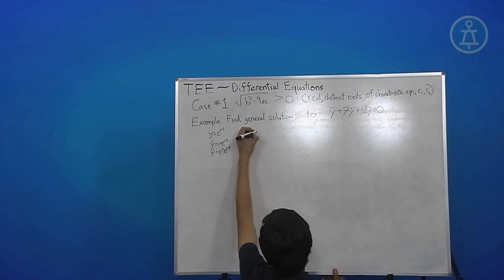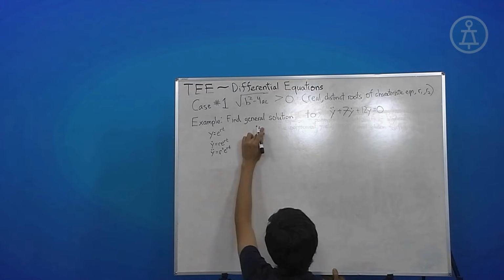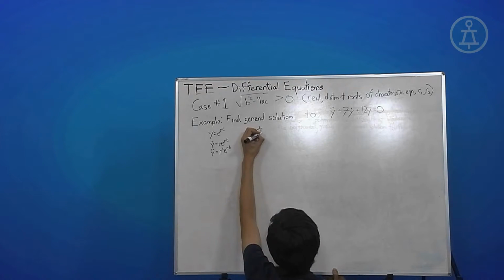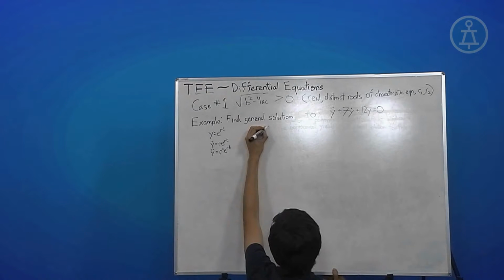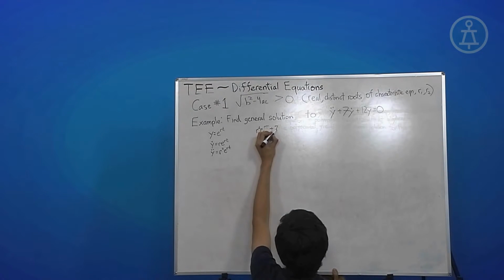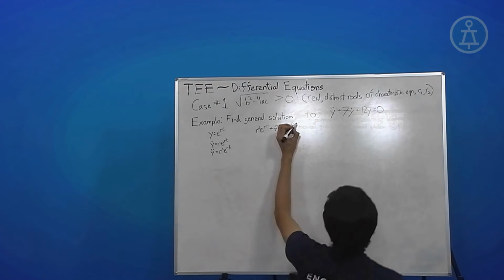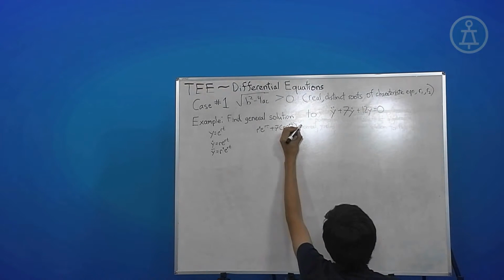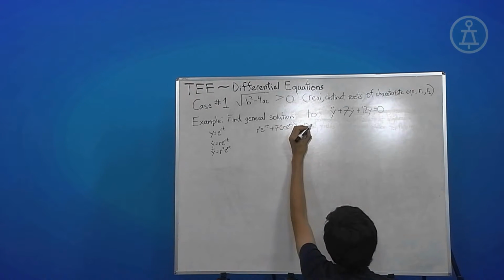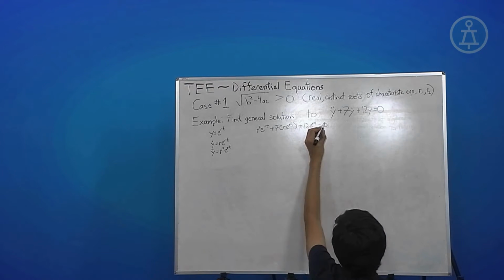So y double dot will now become r squared e to the rt. Then we have plus 7 r e to the rt and plus 12 e to the rt, which all must be equal to 0.